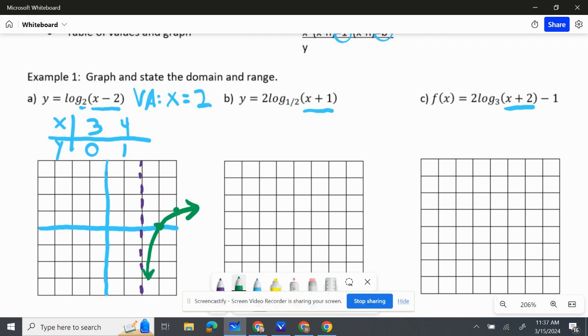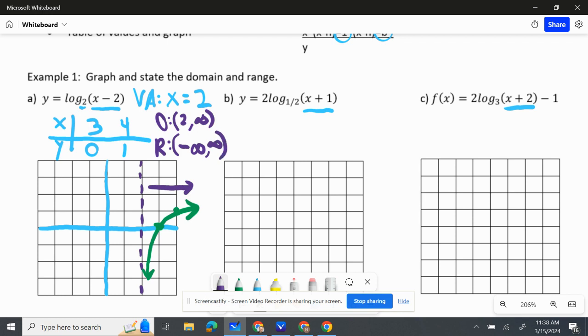Now, we're also going to find the domain and range. Domain is always going to be based off of our asymptote. So in this case, it becomes 2, infinity. And our range is always going to be the same. We see that the line goes up and it goes down, so it's going to be negative infinity to infinity.